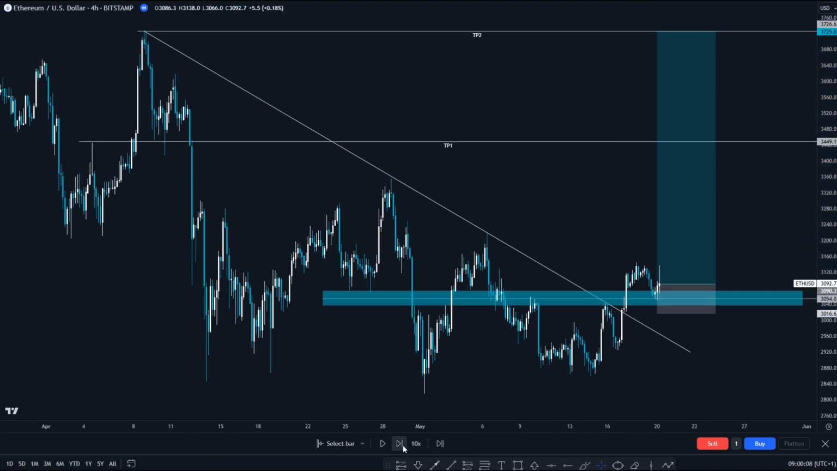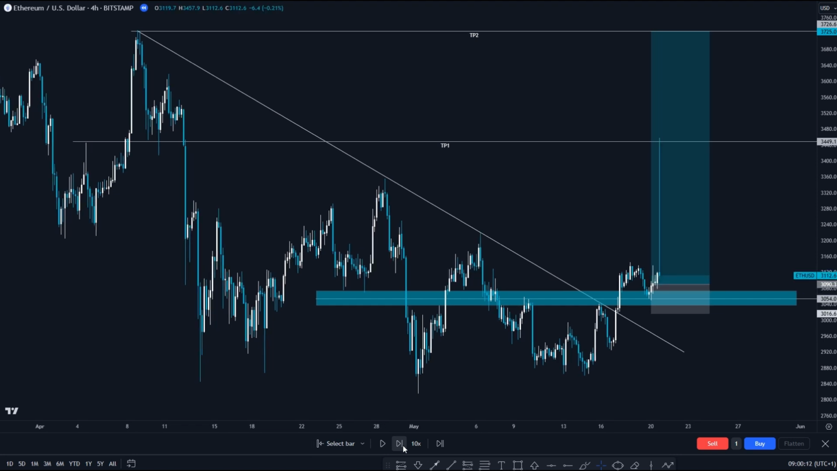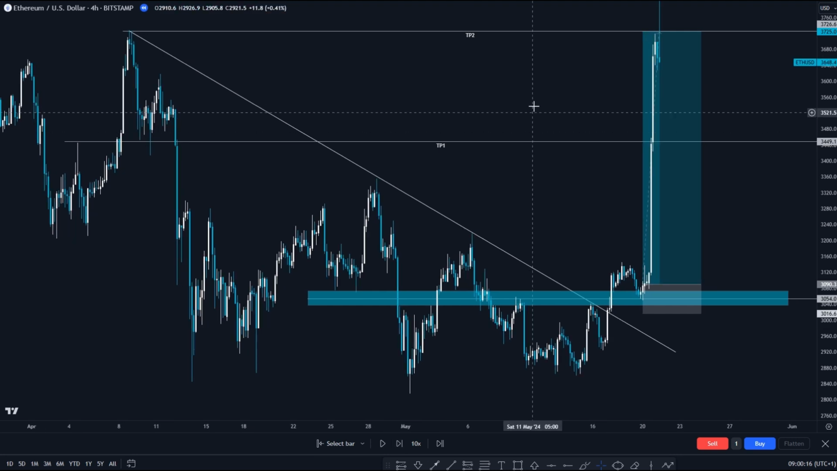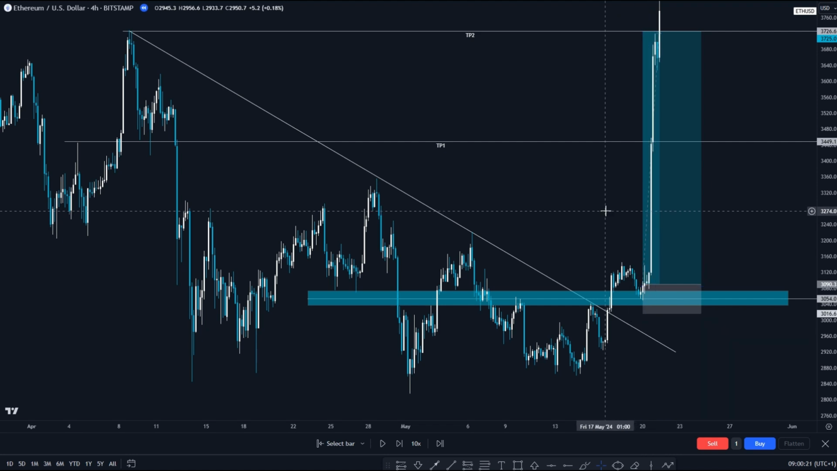Now, don't get me wrong. Did we get lucky? Because as you can see, that's what happened. Did we get lucky? Potentially, yes. Because as you can see, price over the course of a few 4-hour candles flew up and smashed into the TP.